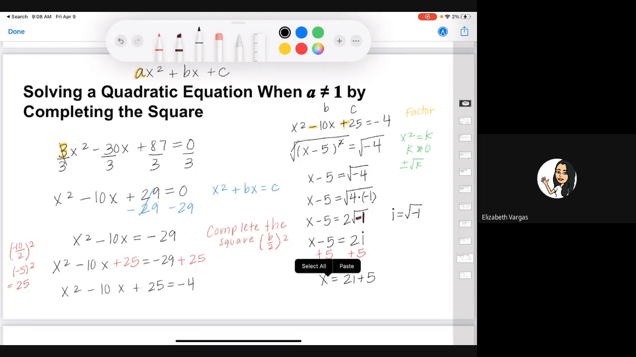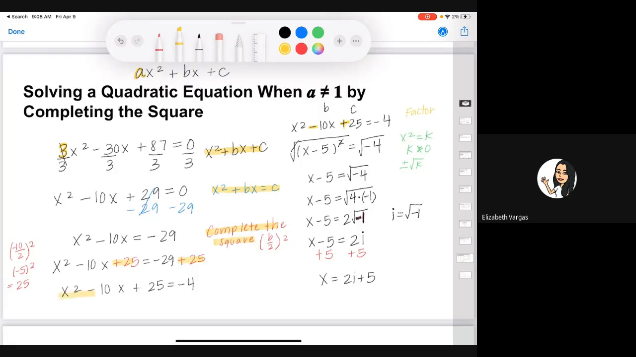So the first thing you want to do is get it in the form where A is 1. So that's why we divided by 3. Next, you want to get it in this form, x squared plus bx equals c, in order to complete the square. Once we have it in that form, we complete the square by doing b divided by 2, squared. You take whatever b divided by 2 squared is and add it to both sides.